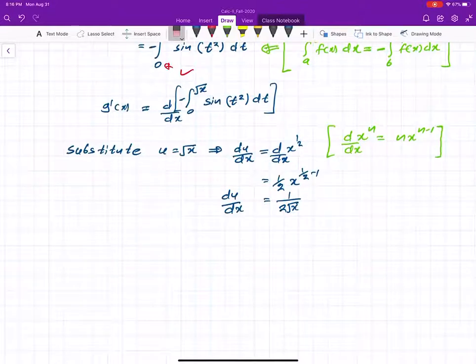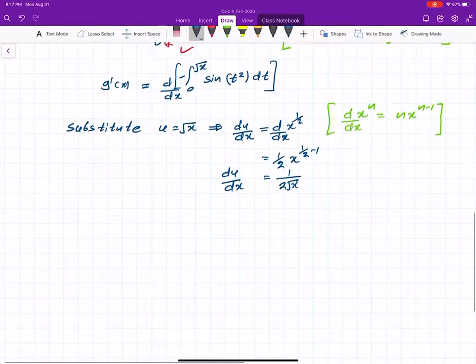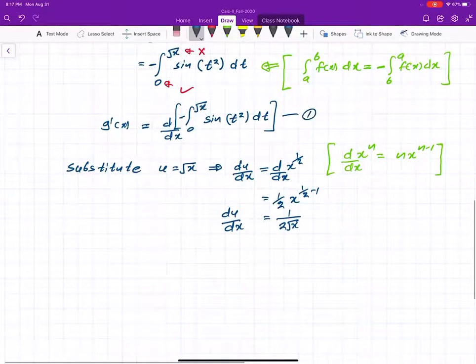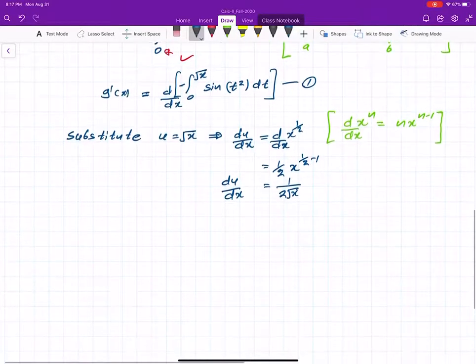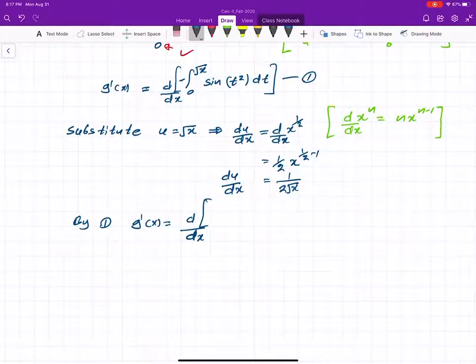Alright. Now I'm going to make a small arrangement. I take this as equation number 1, and then I'm going to use the substitution for equation number 1. By 1, I write g prime x should be here. First I write what I have right now, and then I will modify that. Integration from 0 to square root of x, sine t square dt.